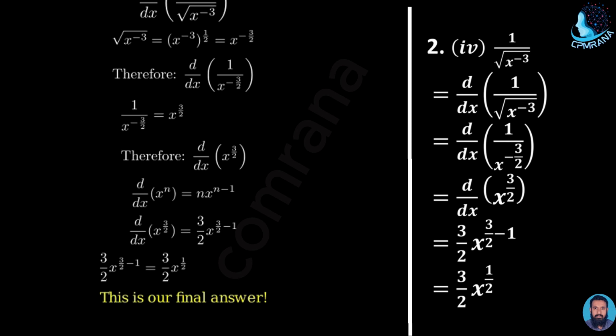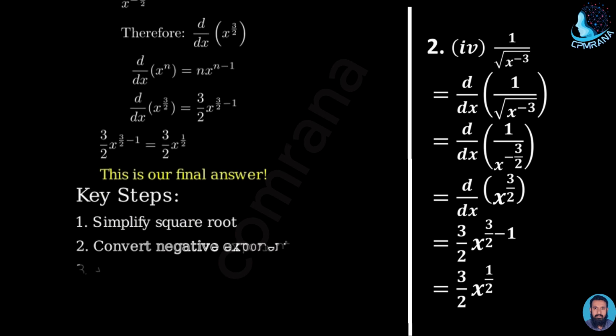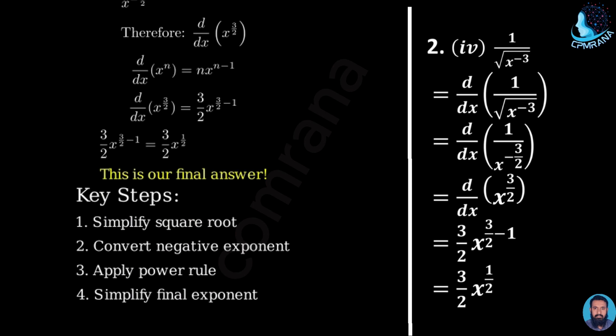Let's review the key steps. First, we simplified the square root expression. Then we converted the negative exponent to a positive one by moving it to the numerator. Finally, we applied the power rule and simplified the exponent. Each step helped us transform a complex expression into a simpler one while maintaining the same mathematical meaning.